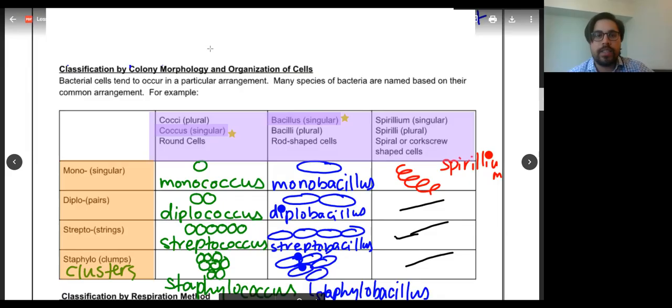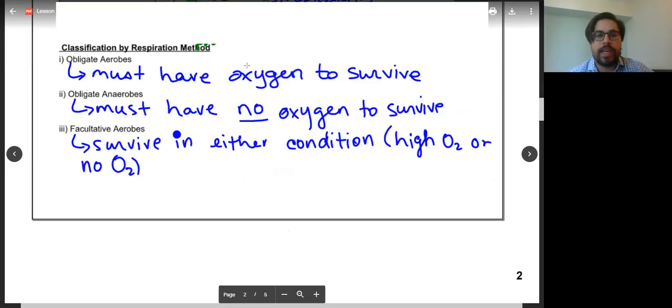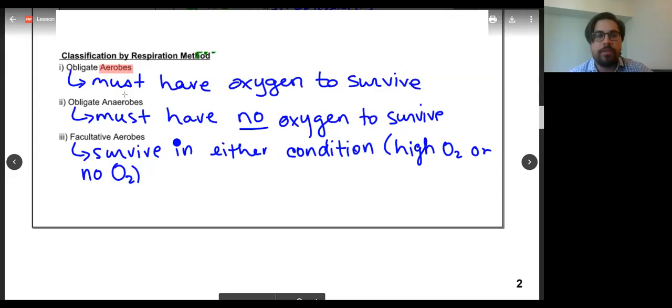Alrighty, let's take a look at the classification of respiration method. And I will spend some time explaining the origins of words, specifically aerobes and anaerobes, because again, our Latin understanding of prefixes and suffixes and words in general will help us to understand what these words mean. So when I say obligate aerobes, it must have oxygen to survive.